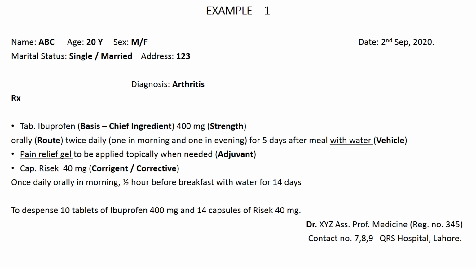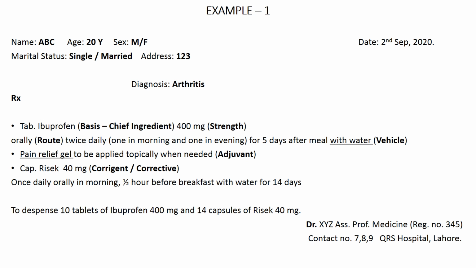After superscription, you will write inscription, which includes the chief or main ingredient, that is basis, which is the main drug, in this case tablet ibuprofen, which is an NSAID. 400 milligram is the strength of the drug. In transcription, you will write the route of administration, which in this case the drug is given orally, twice a day, one in the morning and one in the evening for 5 days after meal, because it is an NSAID, with water.